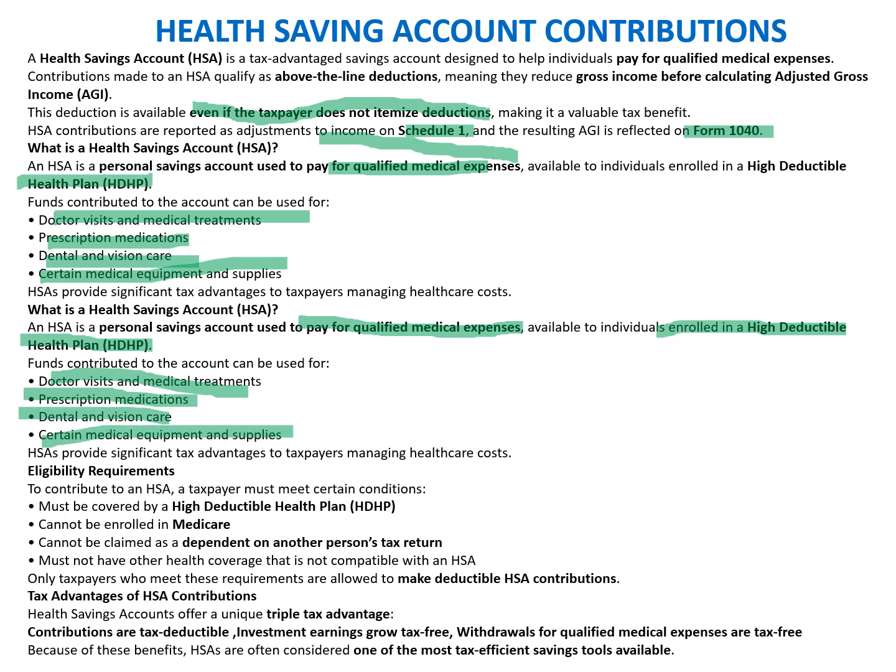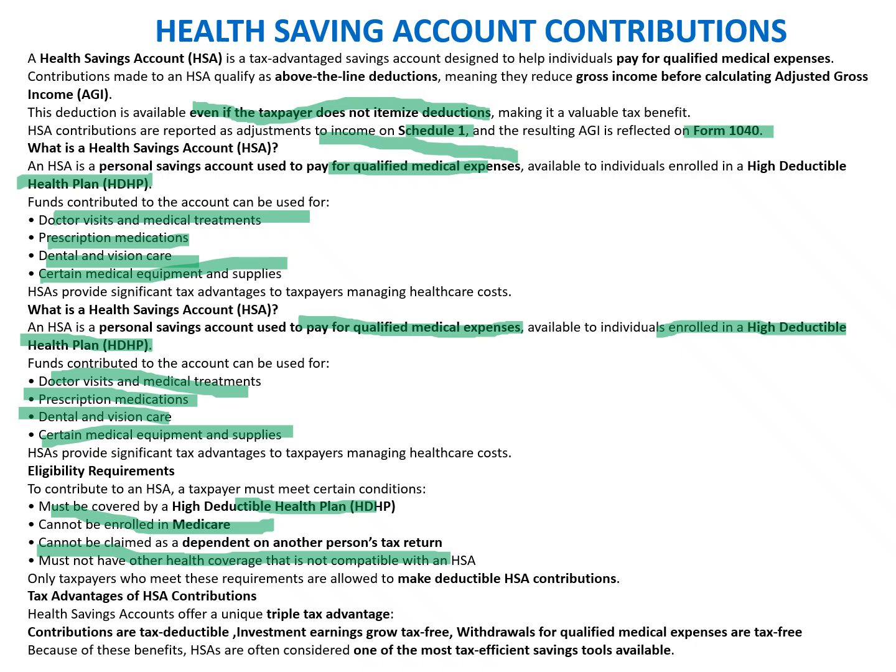Contribution eligibility requirements: you must be covered by a high deductible health plan, cannot be enrolled in Medicare, which means you can have either Medicare or an HDHP plan, cannot be claimed as a dependent on another person's tax return, and must not have any other health coverage that is not compatible with the HSA. So there are certain conditions which are allowed for an HSA account, which means that an HSA contribution can be eligible for the deduction.